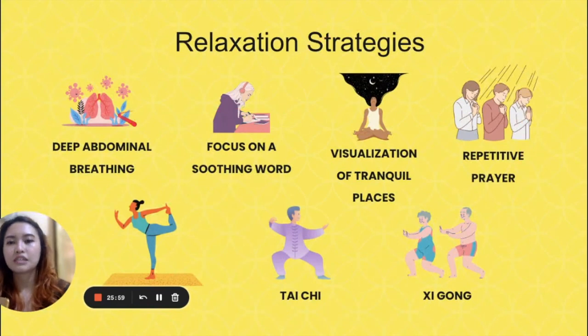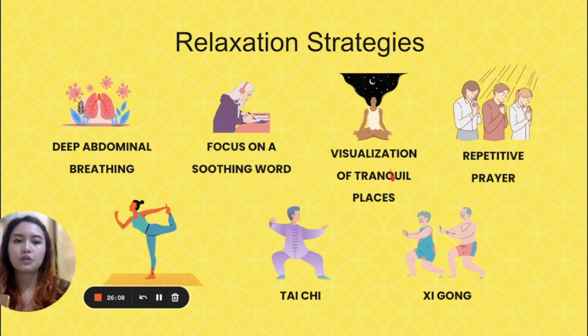So here are the relaxation strategies. Deep abdominal breathing, which we just did a while ago. Focus on a soothing word, visualization of tranquil places, repetitive prayer, yoga, tai chi, and qigong. I tried facilitating a qigong group activity, and I could really see the people's frowns relax when they do qigong. Qigong has easy beginner, amateur, and advanced levels. So just search it online and you can really perform them.